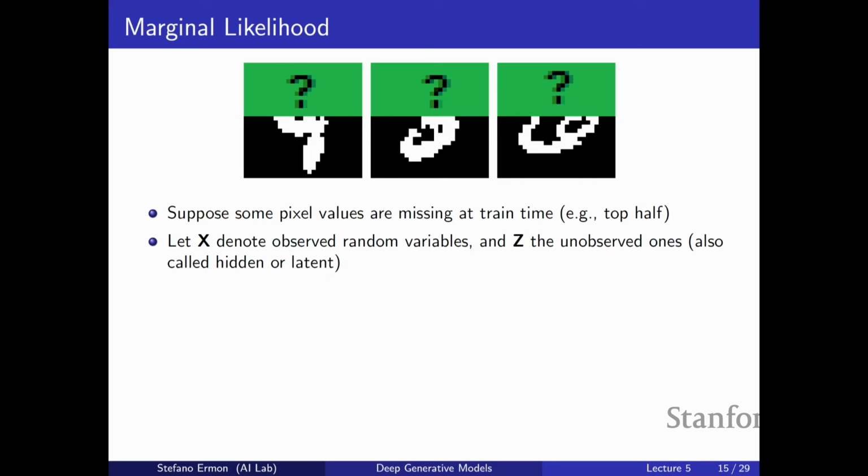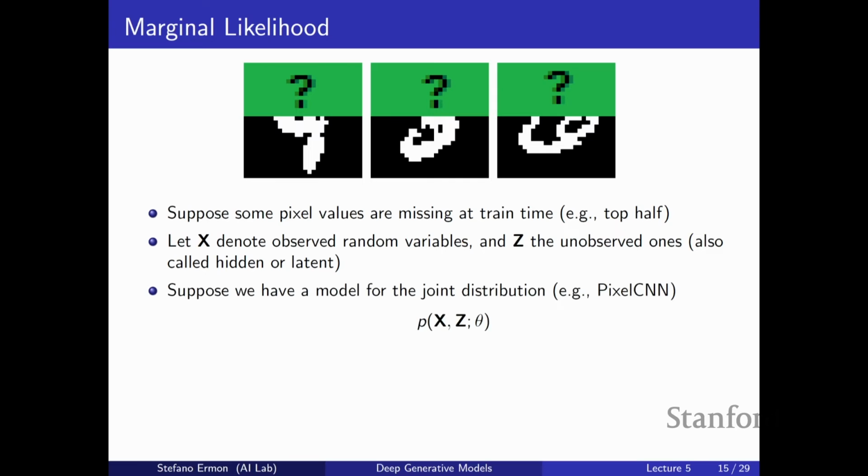So what do you need to do? Well, there are two sets of variables here again. There is the part that you get to see, and then there is some part that you don't get to see that is latent. And then there is a joint distribution. So your PixelCNN would tell you the relationship between the x variables and the z variables. You can complete the green part, the missing part, any way you want, and your autoregressive model will tell you how likely the full image is, because you have a joint distribution over z and x.